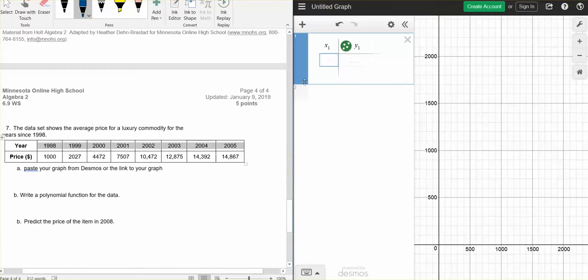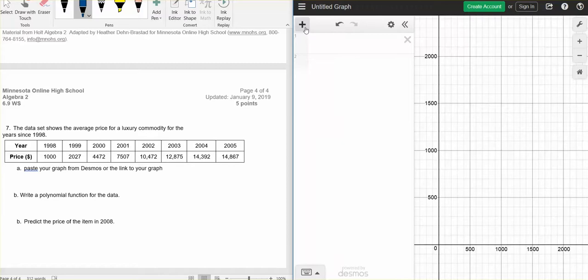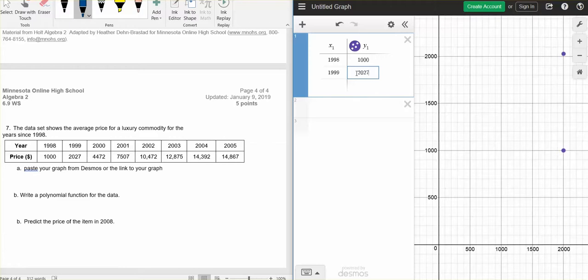I'm going to try just pasting the X's in. It did not work. Alright, so I'm just going to go ahead. You can try harder if you want, but I'm just going to go ahead and type them in. 1998 for the X, and then the price was 1,000, and so on. And you can just keep going. We've used Desmos before for regression, for quadratic regression. And continue on with this.